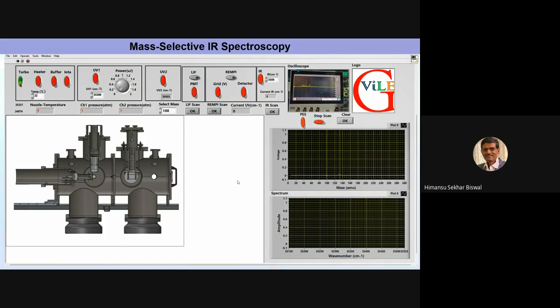Okay, so the turbo is on now. It became green. We switched on the pump. We'll wait to get the pressure here, like 10 to the power minus 7 in chamber 1 and chamber 2. Then we set the temperature. The heater is on now. You can see the red in the heater where I have kept the sample.